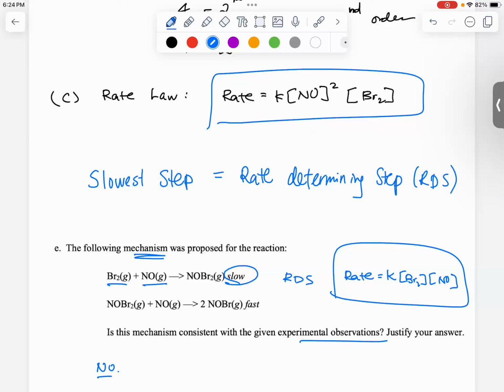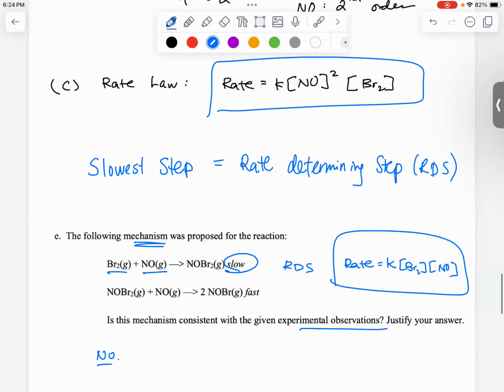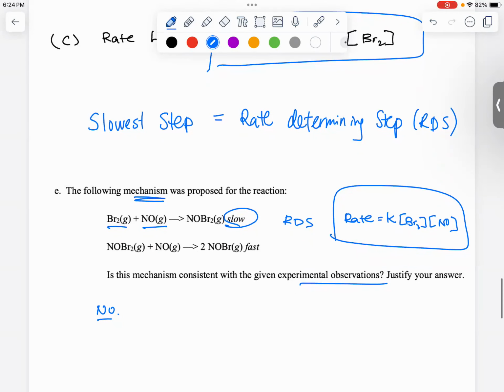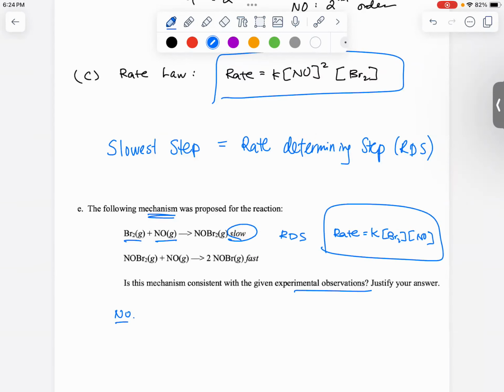Now, this is the most common kind of question they will ask you, to see if you truly understand that you look at the slow step as the rate determining step. Do you understand that you use the coefficients of an elementary step to write the rate law? And then you would say, are these two equal to each other? If they're not, then your proposed mechanism is not a good one.